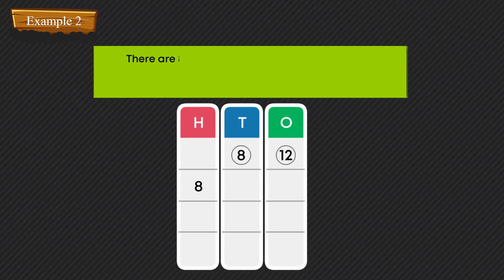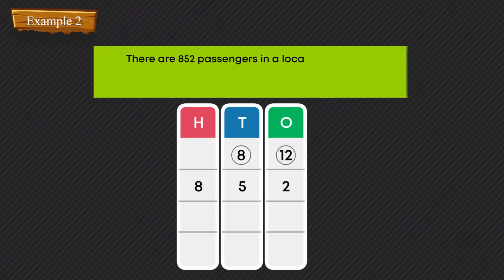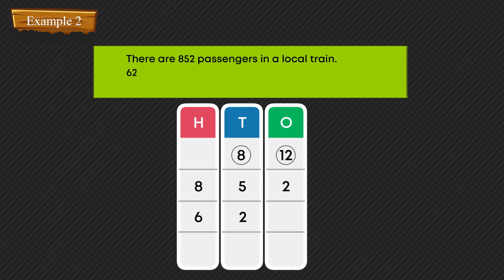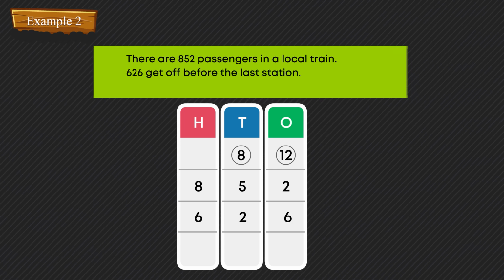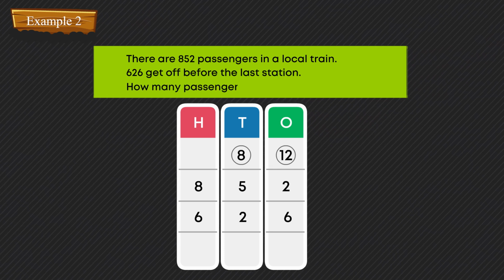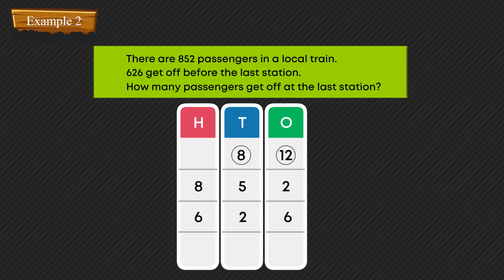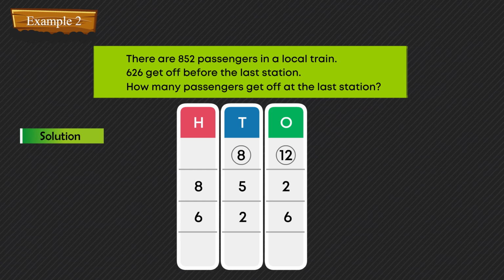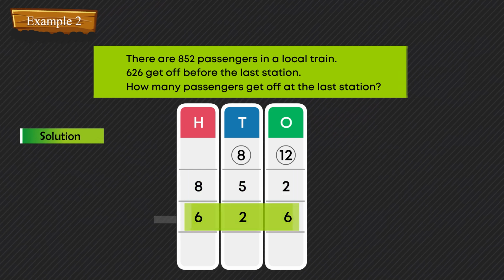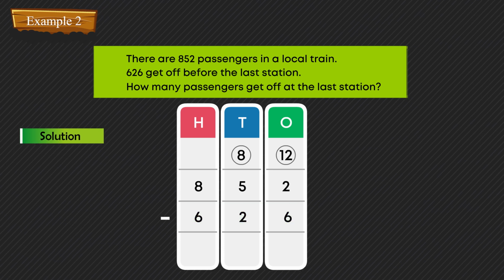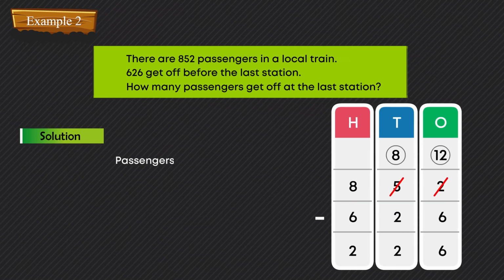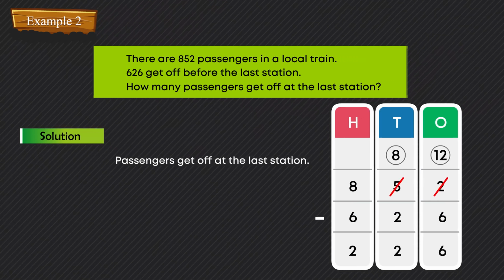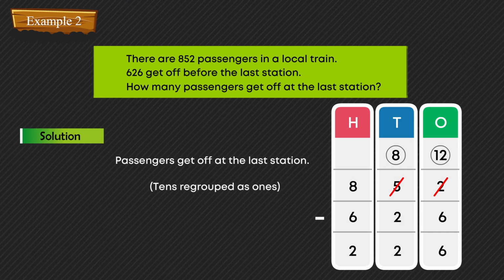Example 2. There are 852 passengers in a local train. 626 get off before the last station. How many passengers get off at the last station? Solution. 852 minus 626 is equal to 226. 226 passengers get off at the last station. Tens regrouped as ones.